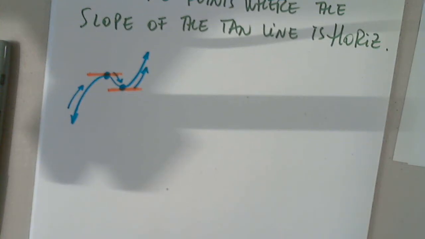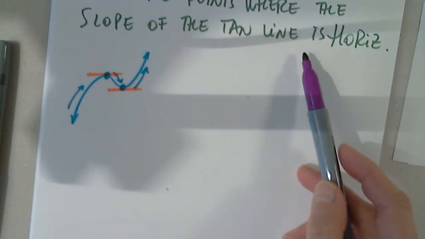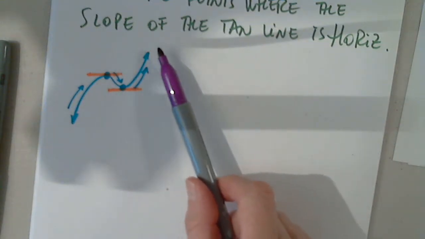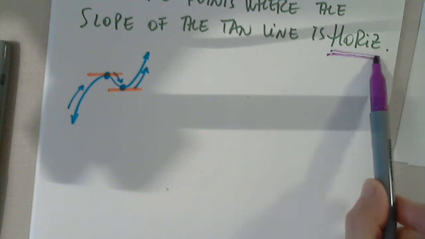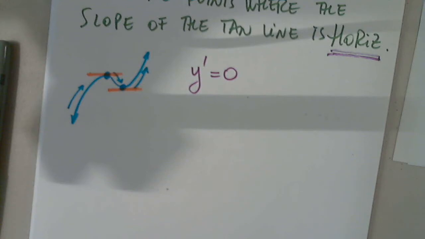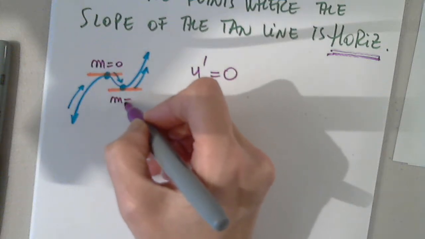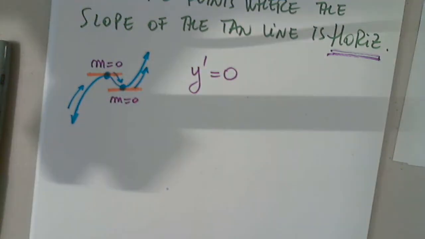This is for future, because we are going to use this idea a lot. So if it says find the points where the slope of the tangent line is horizontal, all we have to do is set y prime equal to 0. This is the equation we have to solve, because this gives the slope, and horizontal lines have slope 0. Obviously, at this point the slope is 0, because the tangent is horizontal.